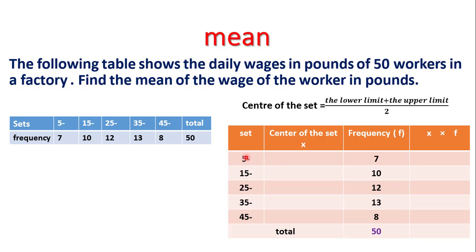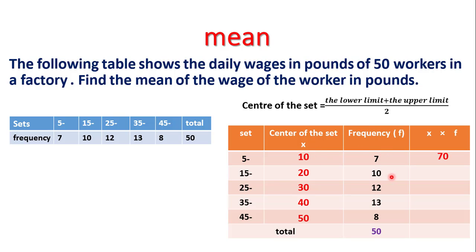So from 5 to 15, the center is 5 plus 15 over 2, which is 10. From 15 to 25, 15 plus 25 over 2 is 20. In the same way, I'll calculate the center of the rest of the sets. Now I want to calculate the center of the set times frequency, so I multiply the center of the set times the frequency.